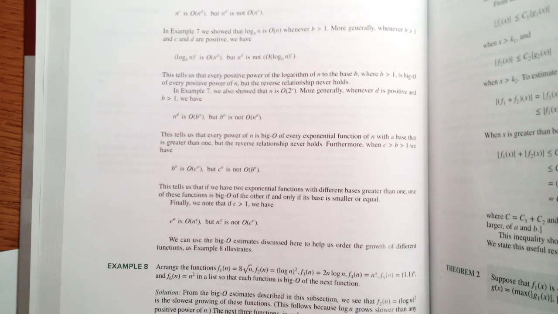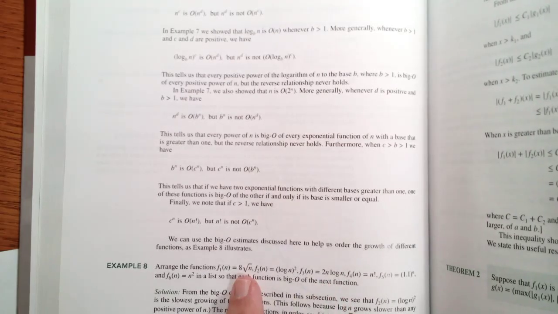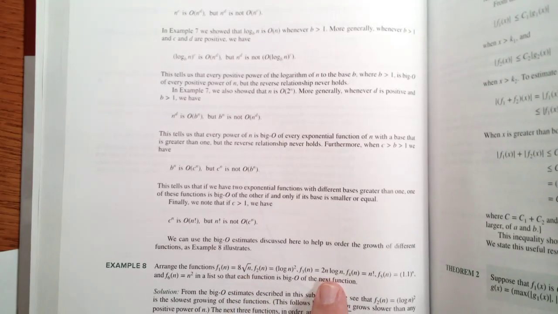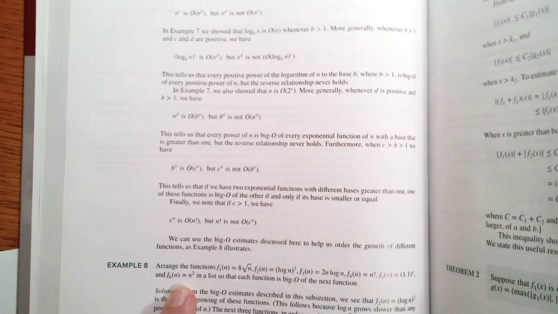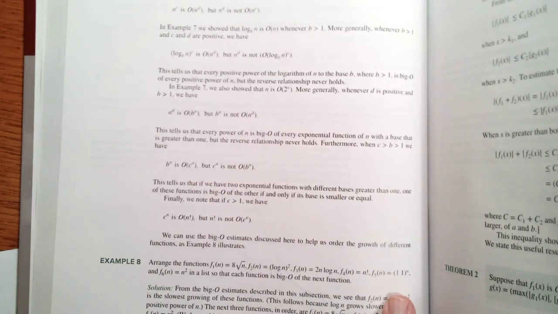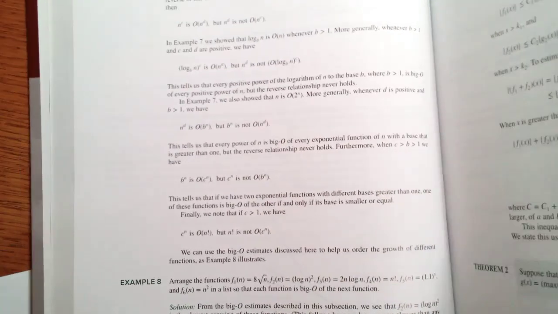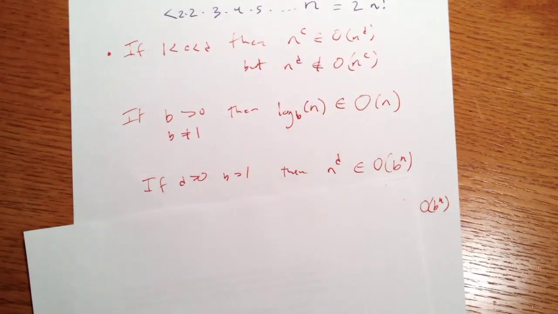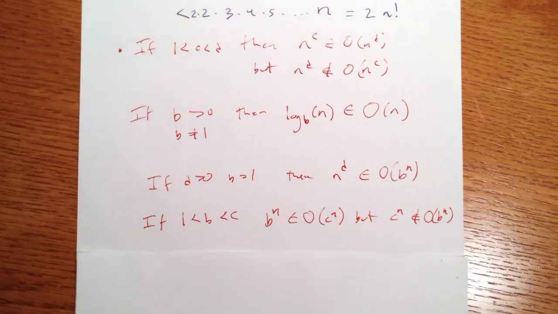Then n log n. Well, root n is smaller than n, and n log n would be bigger than n, but only barely, but still smaller than n squared. And then exponential, and then factorial. And all of this works based on these 4 primary rules.